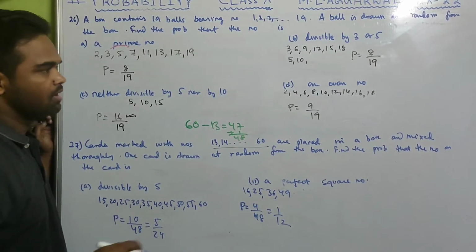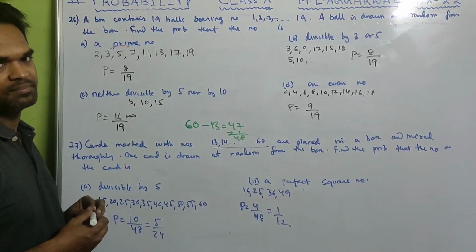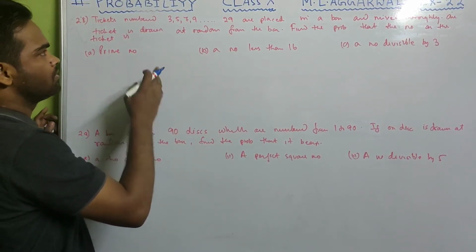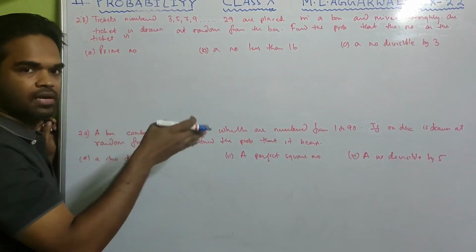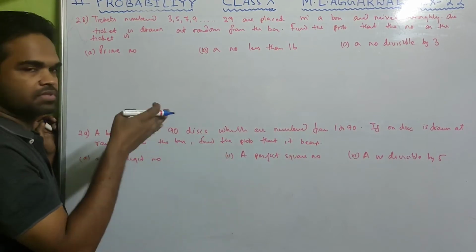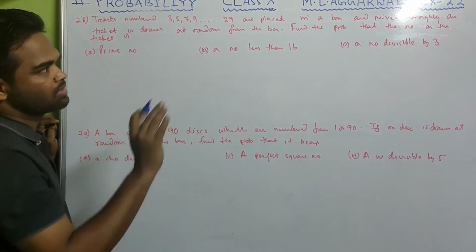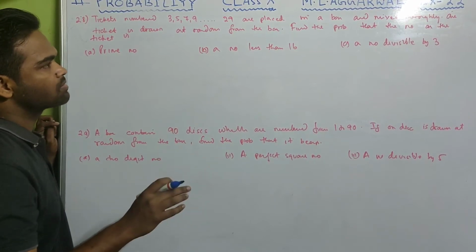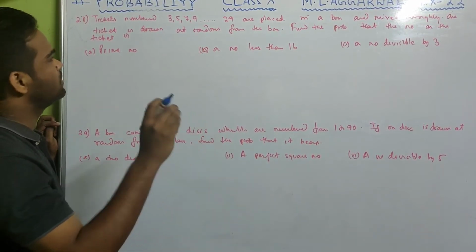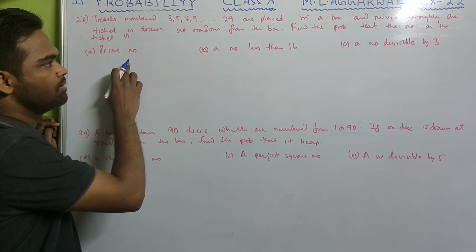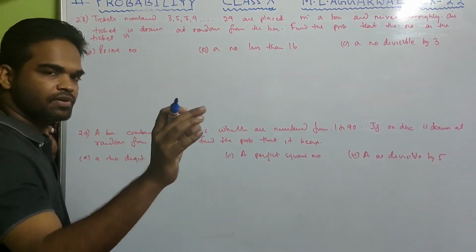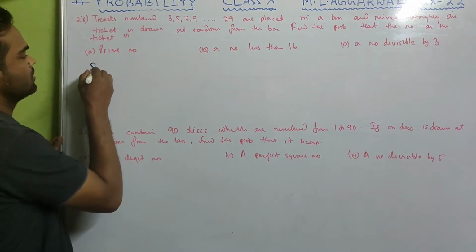Done. Now let us look at the next sum. Now look at sum number 28. Tickets numbered 3, 5, 7, 9, odd numbers, starting from 3 till 29 are placed in a box and mixed thoroughly. One ticket is drawn at random from the box. Find the probability that the number on the ticket is a prime number, a number less than 16, a number divisible by 3. First of all, find the sample space S.